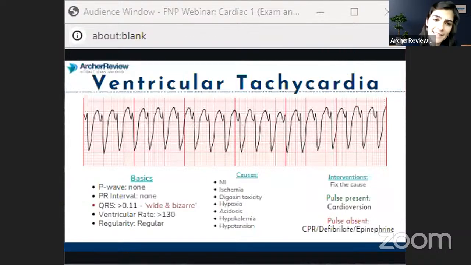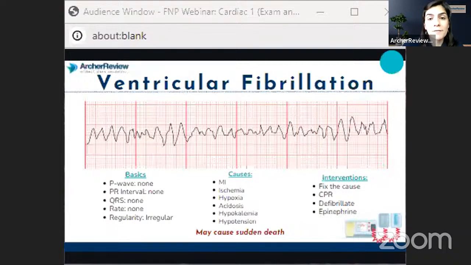And in this scenario, you definitely don't want your patient in VTAC, so you're going to intervene again with that 911 ACLS protocol. If the pulse is present, you're going to cardiovert them. Pulse is absent, you're going to start CPR, but hopefully help is on the way. And then VFib is a type of cardiac arrest. So in this scenario, your patient's not going to be responsive, and this is a life-threatening arrhythmia. So you are literally trying to save their life at this point.